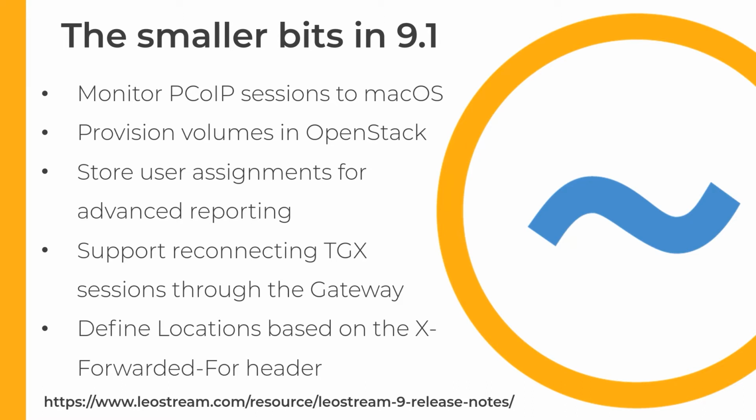And speaking of the gateway, this last one: define locations based on the X-Forwarded-For header. That essentially gives you a way of creating locations based on the gateway that a user is connecting in from. So if you need to change what policy the user is assigned to, or what protocol plan they use, because the protocol plan is going to determine the gateway that connects them, you can now do this by creating these locations based on the X-Forwarded-For header. So that's kind of an advanced feature.